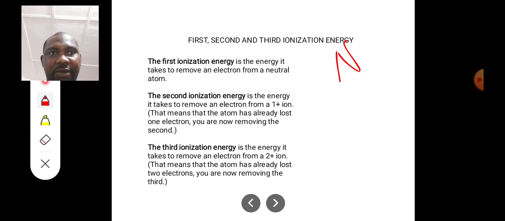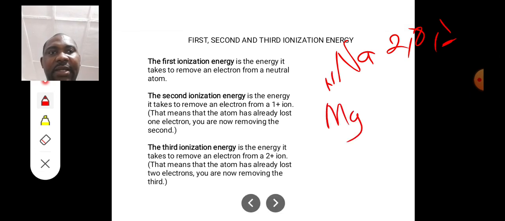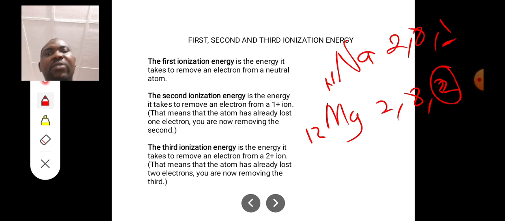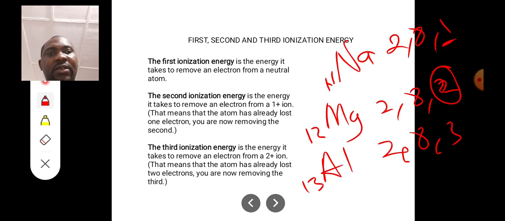So look at it. An element like sodium, 11, has only first ionization energy. But an element like magnesium, 12, has first and second ionization energy, because it has 2 valence electrons. So you will need to remove the first electron, then you will now need to remove the second electron. Then an element like aluminum, that's 13, has 3 electrons, you remove the first, second, and third.